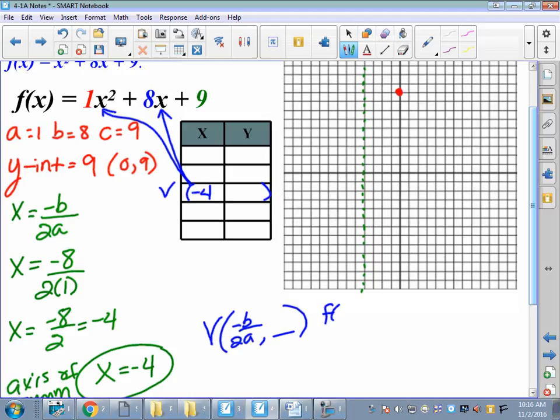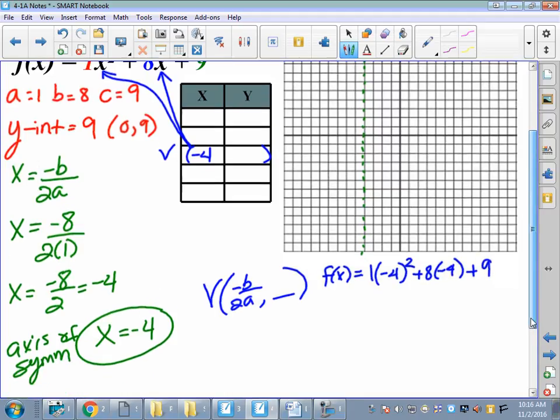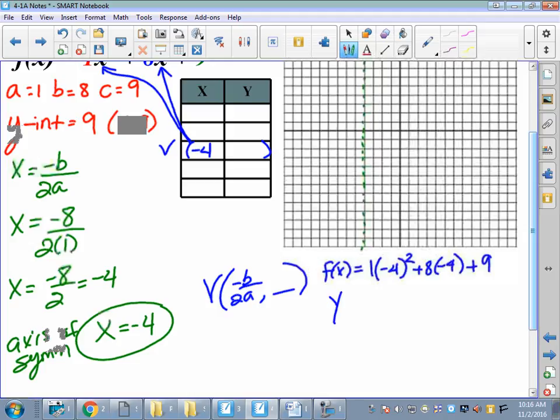So f of x is equal to 1 times negative 4 squared plus 8 times negative 4 plus 9. Now you can use a calculator for this. F of x is the same thing as y, so I'm finding the y value when x is negative 4. Order of operations says I have to square this before I can multiply by 1. Now in this case, the 1 is just 1, so it's not going to change anything, but any other number, you want to square it first. So negative 4 squared is positive 16. Positive 16 times 1 is still positive 16. 8 times negative 4 is negative 32, and then we add 9.